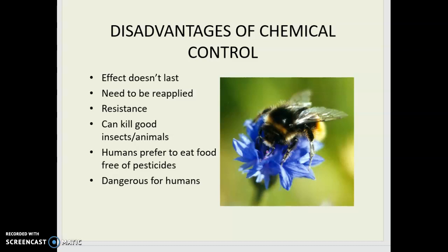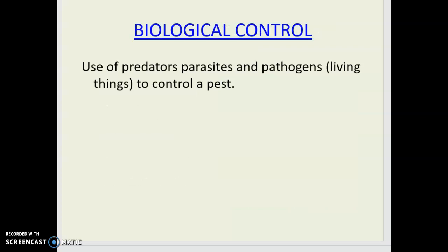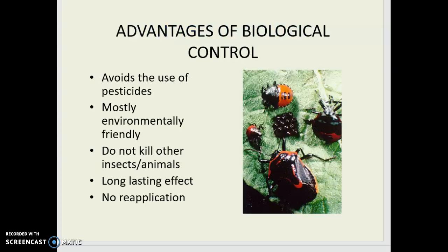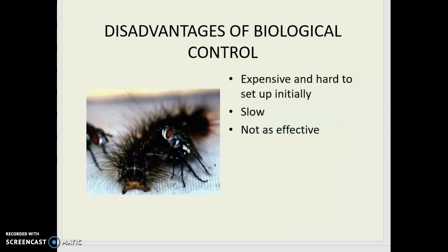Now, we don't always have to use chemicals. There are biological controls, and that's using a predator or parasites to control a pest. So, might be using a ladybird. We'll say it's a ladybird, which can then kill off and eat the other animals, or it might lay eggs in it. It does take a while for these to work, but they're environmentally friendly. They don't use pesticides. They do not kill off other animals. They're specific to what they are. The trouble is, it can be expensive to set up. It's slow, and it's not going to be as effective because biological control isn't going to wipe out the entire species.